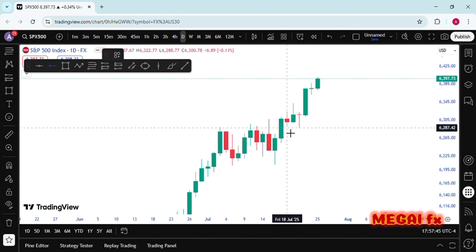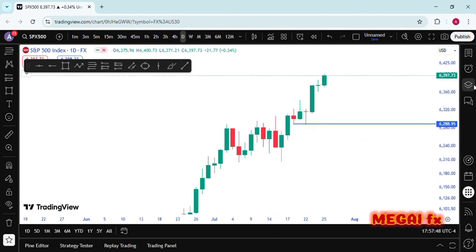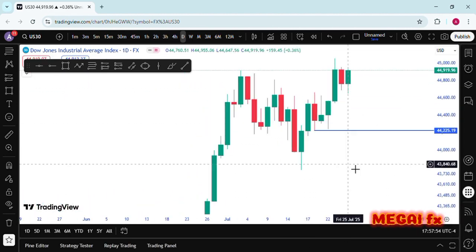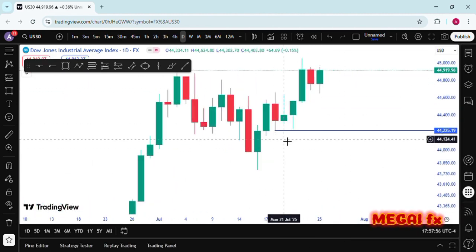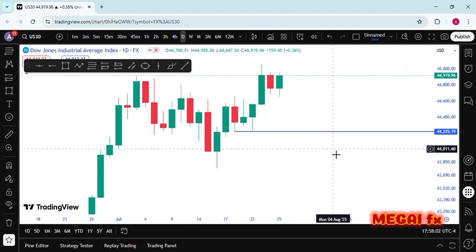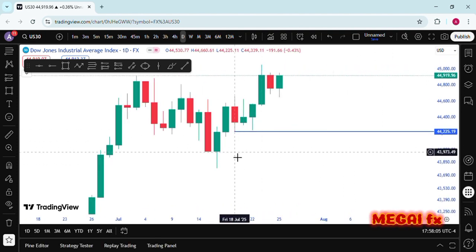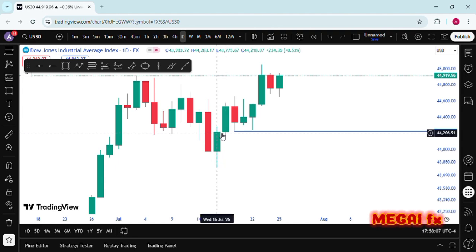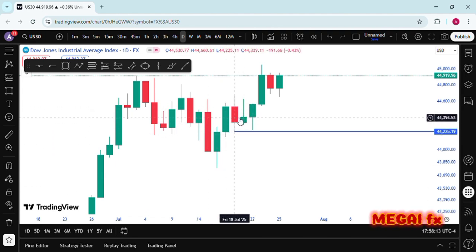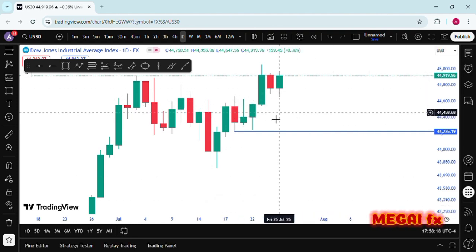I'll still put a line there, Friday's low. Then if you go to US 30, look at Friday's low. I'll still put a line there. So I want you to look at US 30. When Friday closed, there was no fair value gap present in US 30, which shows balanced price action. But if you go to when I showed you Nasdaq, there was a fair value gap.